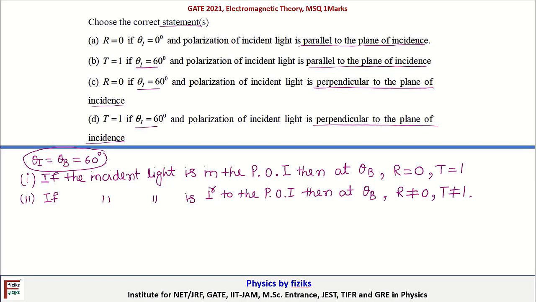Now R will be 0 and T will be 1 only if the incident light is parallel to the plane of incidence. So in that case, you can see option B, T is 1 when theta is 60 degree, that is this case, and in the other options R is not equal to 0 and T is not equal to 1. So only option B is correct. Although it's a multiple select question, in this case only option B is correct.